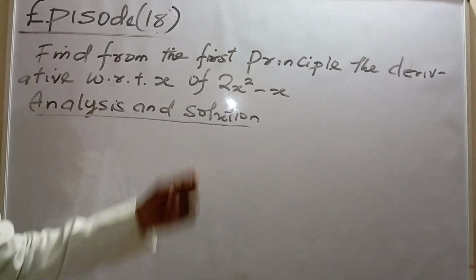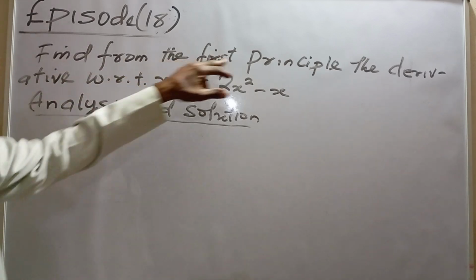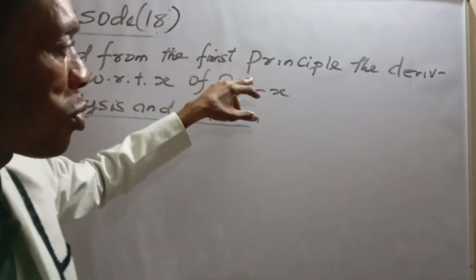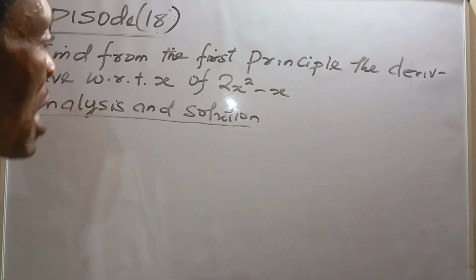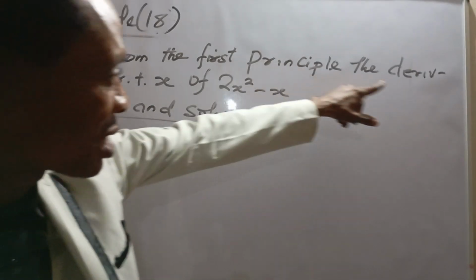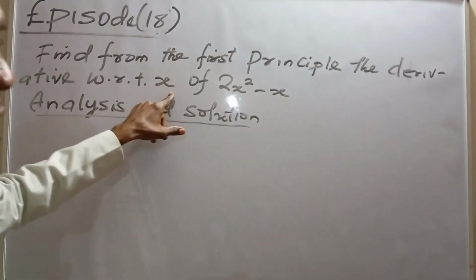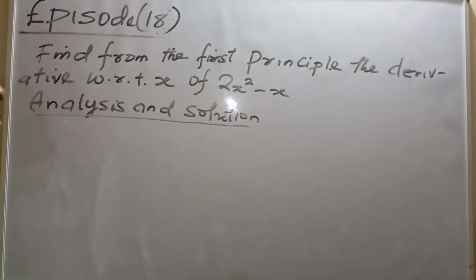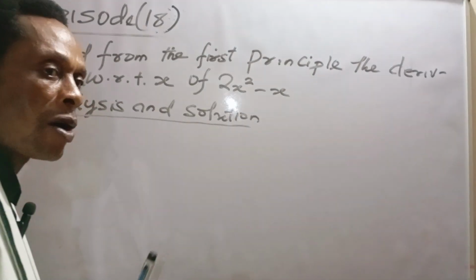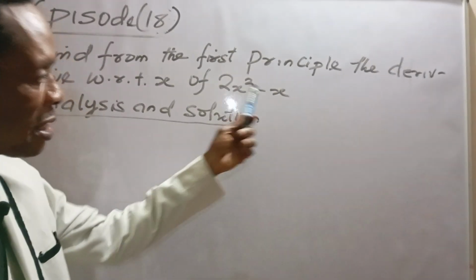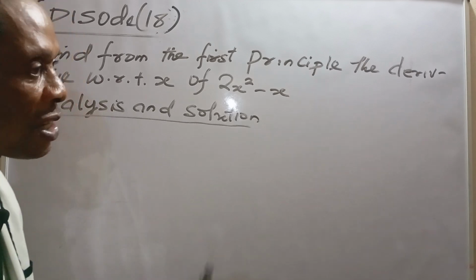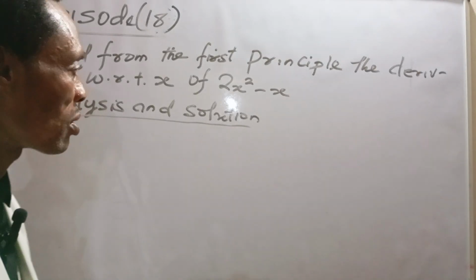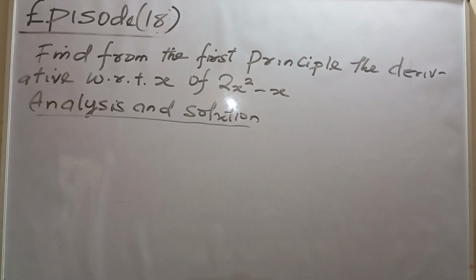What does the question say? It says find from the first principle the derivative with respect to x of 2x squared minus x. We are asked to find from the first principle the derivative of 2x squared minus x. As usual, this question is from differentiation under calculus, and we are expected to use first principle to solve it.